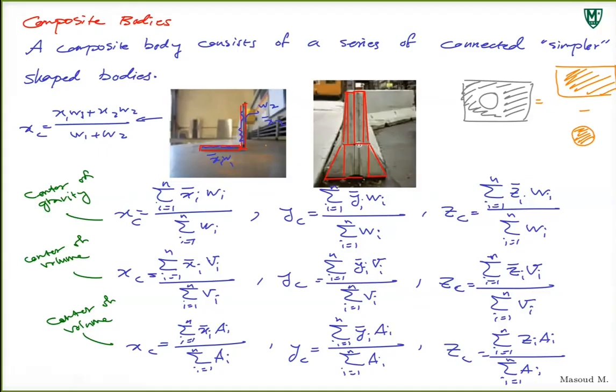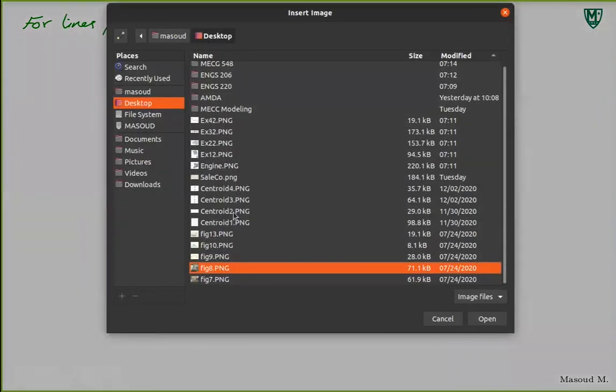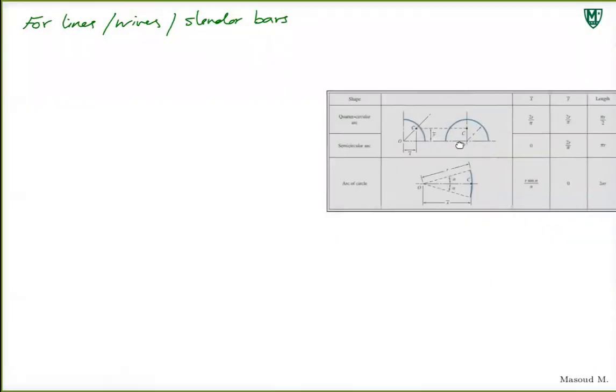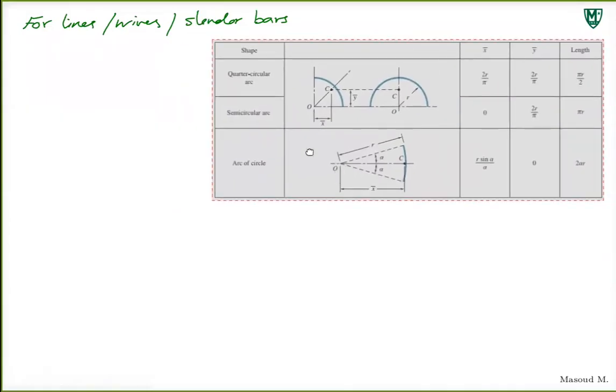Now, how do we know what simpler shapes we should divide this composite area into? You're given a table. So for lines, for instance, for lines, wires, slender bars. Let me bring the table here. I'll talk on that table. I think there's a table here. All right, so let me bring it here. Centroid 2. This is a table for simpler shapes, as we call them, right? The shapes that you know you have information about.